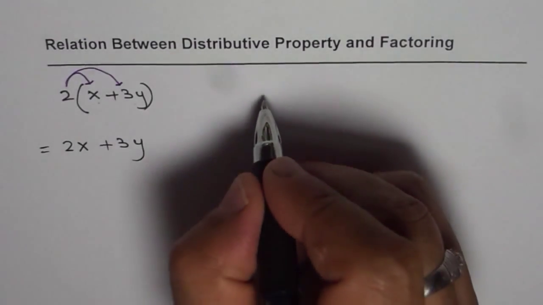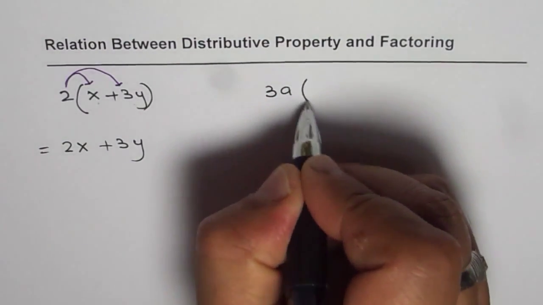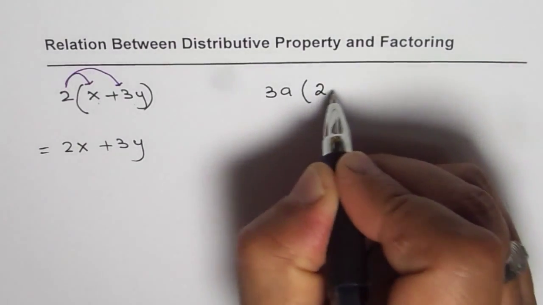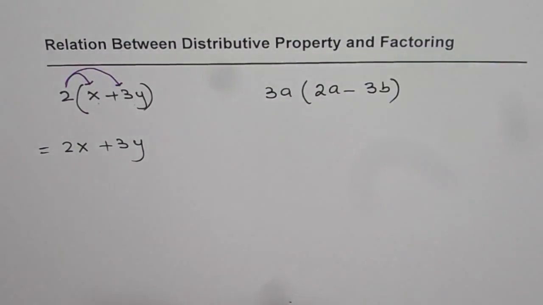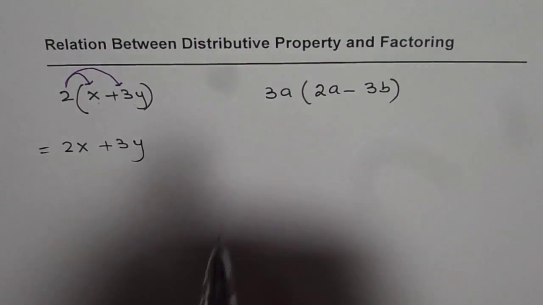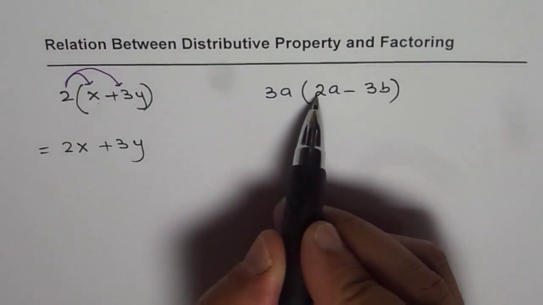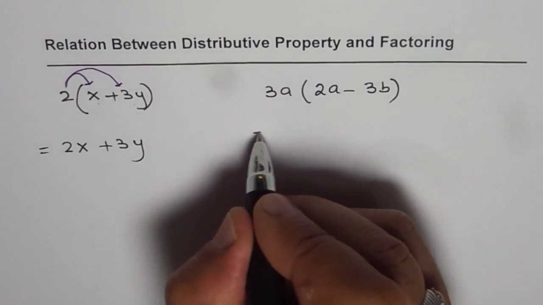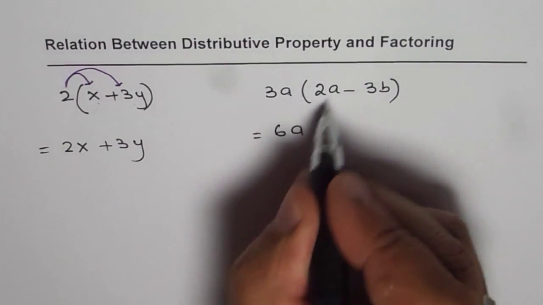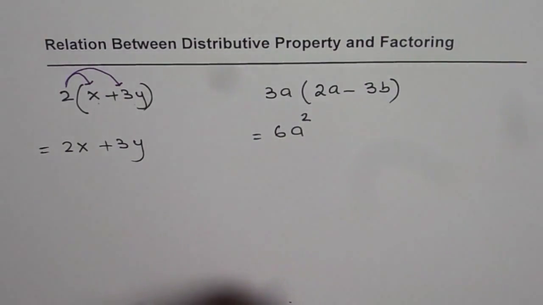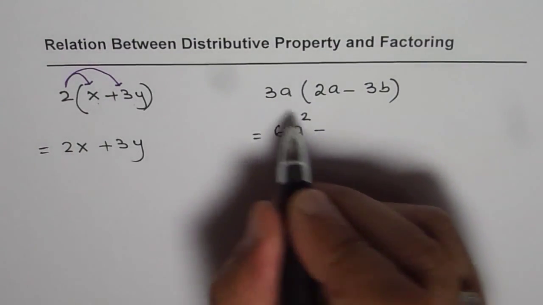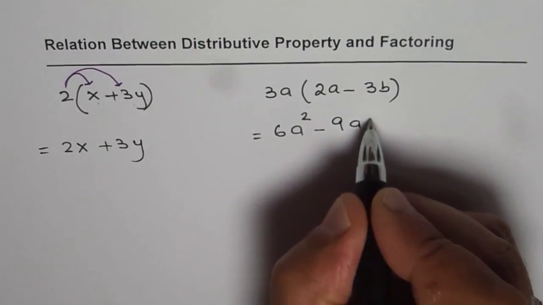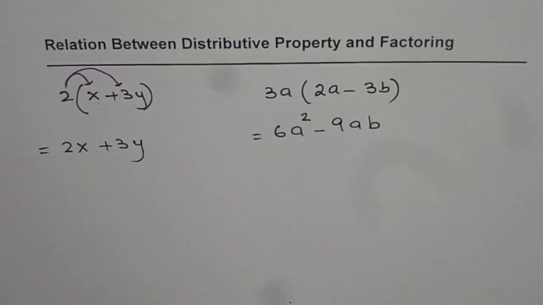Well, at times we could have something like this, 3a times, let us say 2a minus 3b. Now in this case, if I apply distributive property, I need to multiply 3a with 2a. 3 times 2 is 6, so we get 6a times a is a square, right? Exponent rule. Now 3 times minus 3b gives us minus 9a times b. So that is what you get.